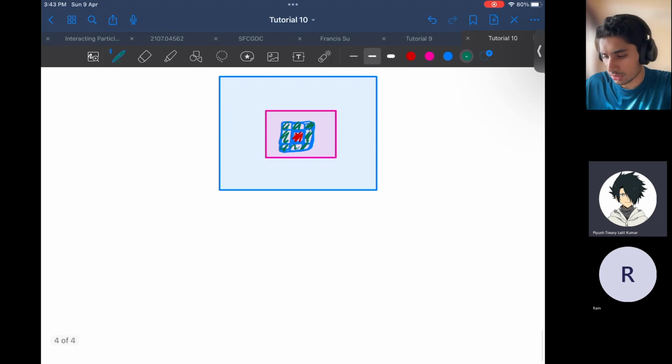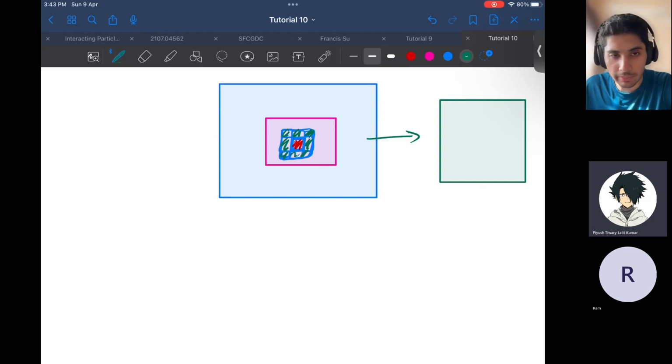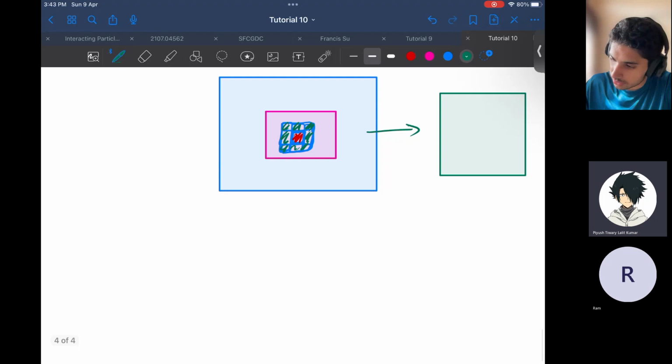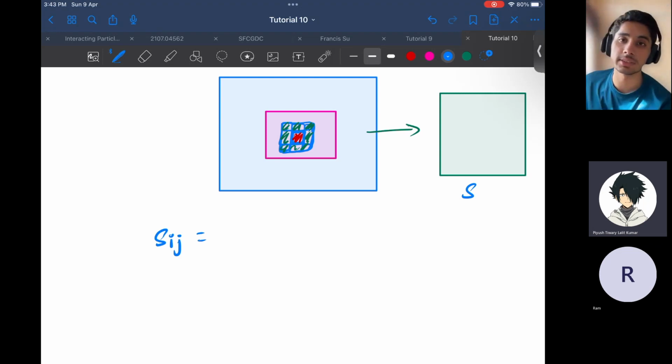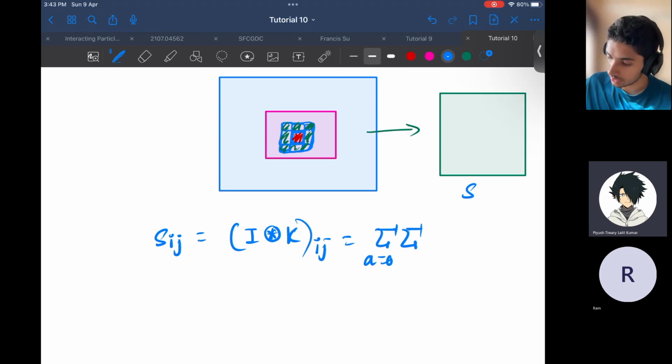So the formula: if you apply a kernel to an image, you will get some output as well. That output is generally smaller than what the actual image was, and I have taken this from the lecture slides. If you want to look at the ijth element of this output, it is equivalent to the convolution of your image I with your kernel k, and the ijth element of that is equal to the summation that is given here.